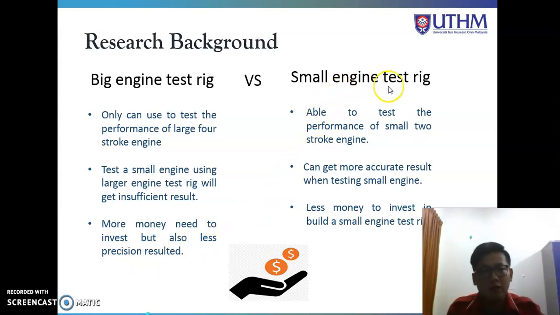The small engine test rig is able to test the performance of a small 2-stroke engine, and it can get more accurate results when testing a small engine. And also, it requires less money to invest in building a small engine test rig.